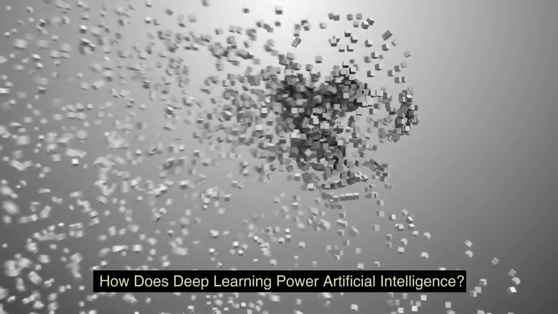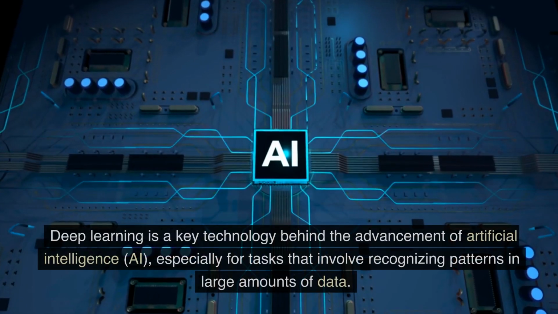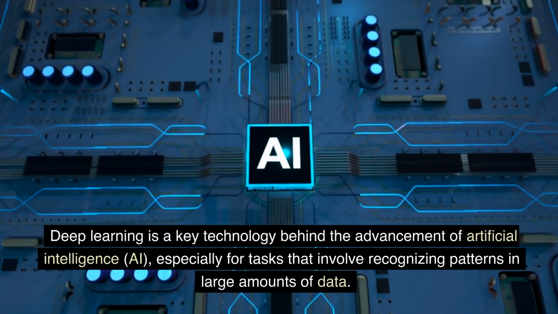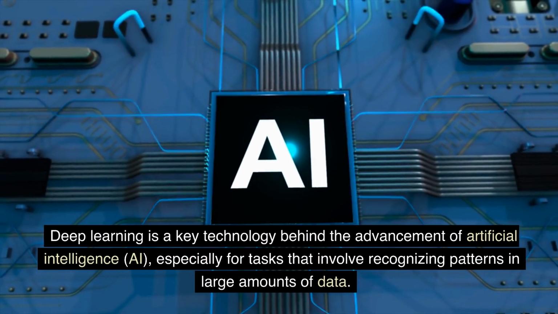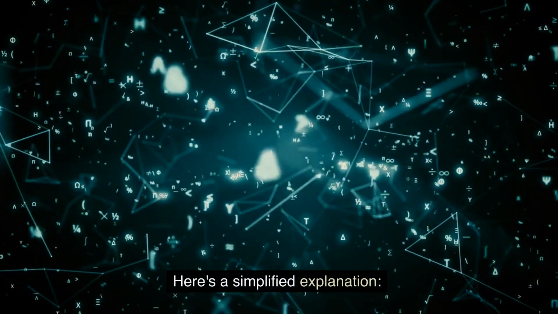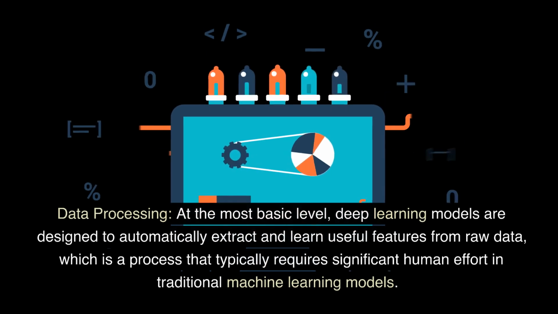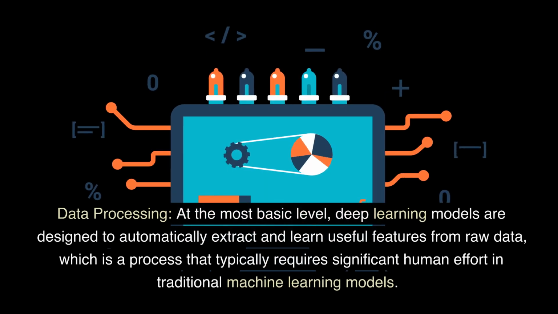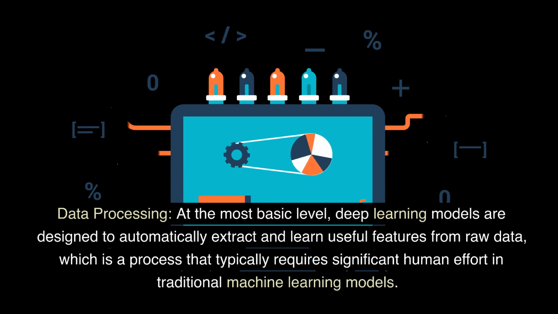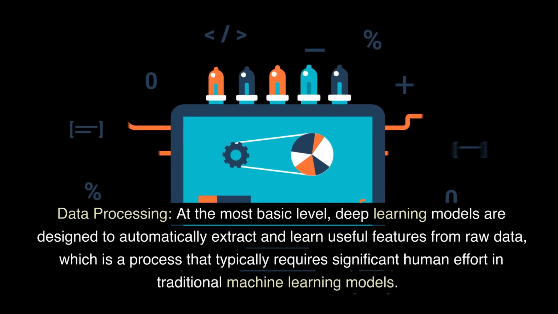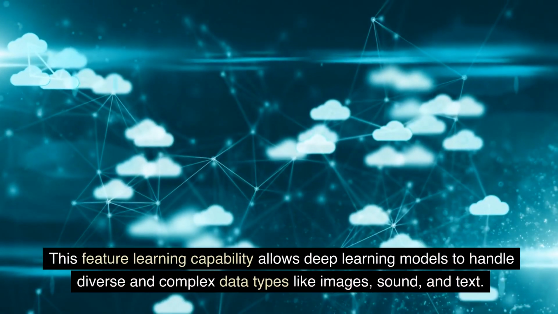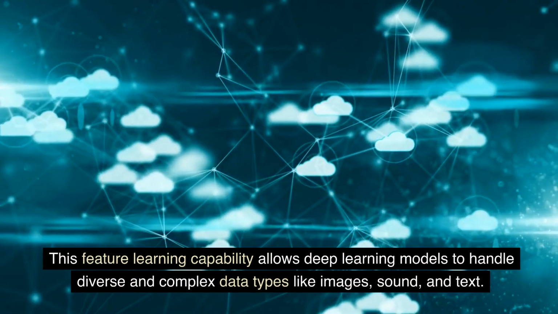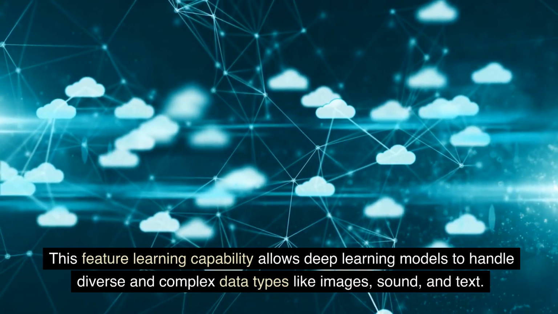How does deep learning power artificial intelligence? Deep learning is a key technology behind the advancement of artificial intelligence, AI, especially for tasks that involve recognizing patterns in large amounts of data. Here's a simplified explanation. Data processing. At the most basic level, deep learning models are designed to automatically extract and learn useful features from raw data, which is a process that typically requires significant human effort in traditional machine learning models. This feature learning capability allows deep learning models to handle diverse and complex data types like images, sound, and text.